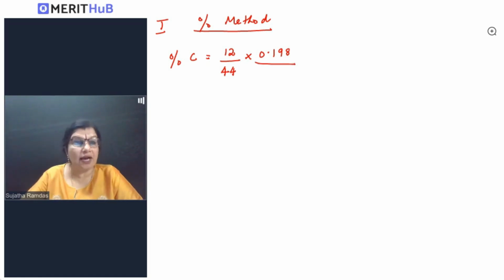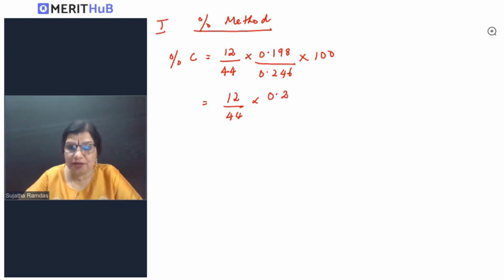Now, this mass of carbon is present in 0.246 gram of the organic compound into 100. This would give you the percentage of carbon. Let's try to simplify the problem. We can just round off certain numbers because we have to solve this question very quickly. So 12 by 44 into, we can round off 0.198 to 0.2, and the denominator, we can round it off to 0.25 into 100. All right.